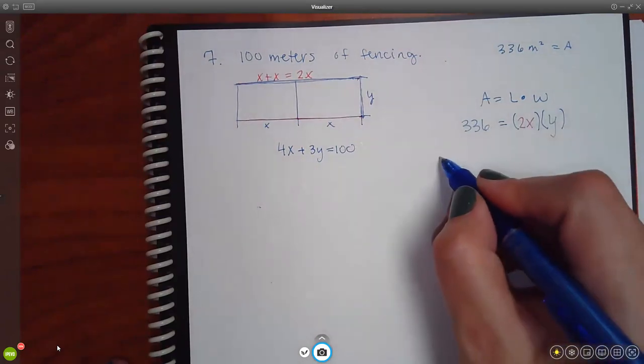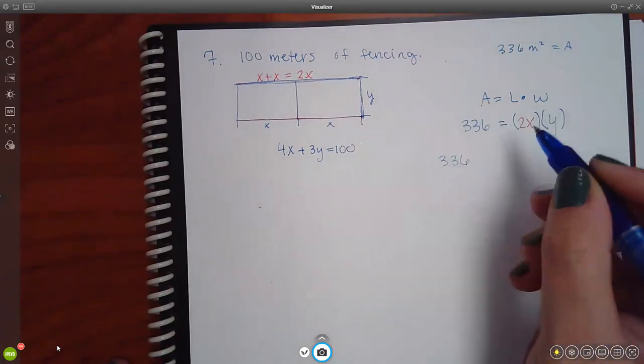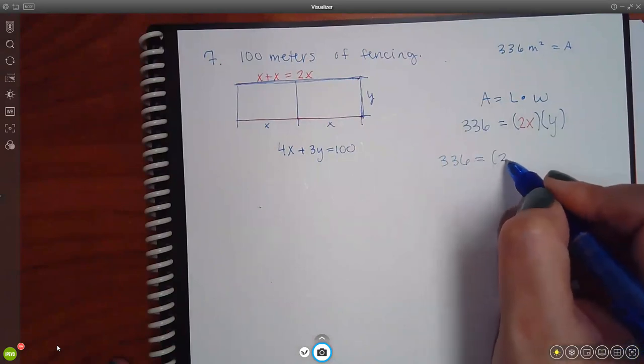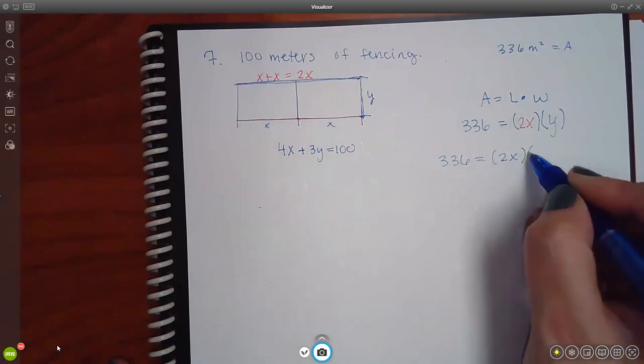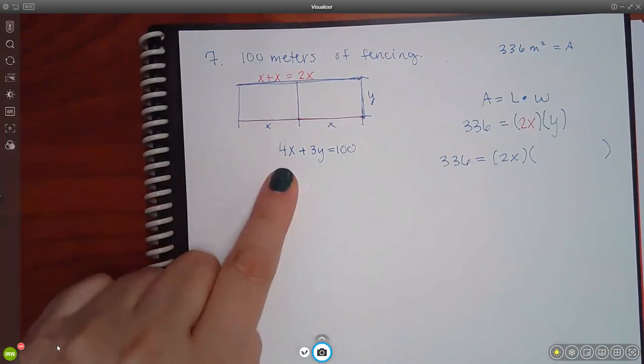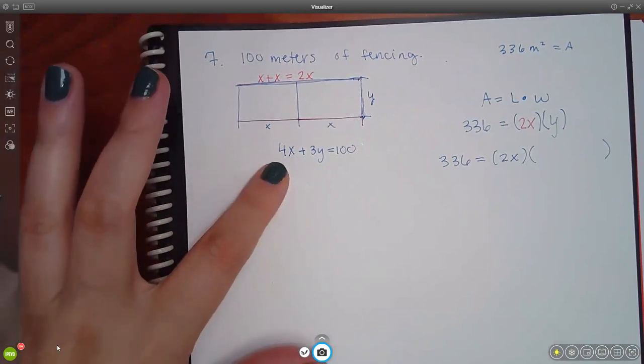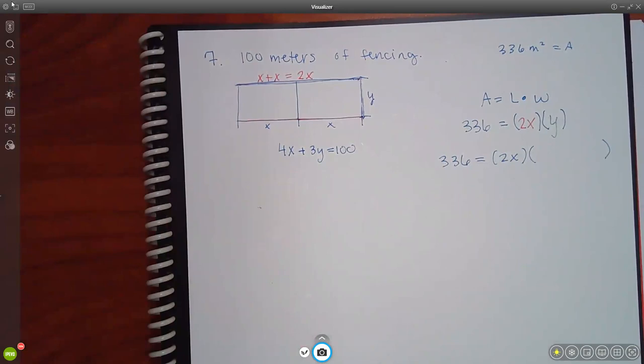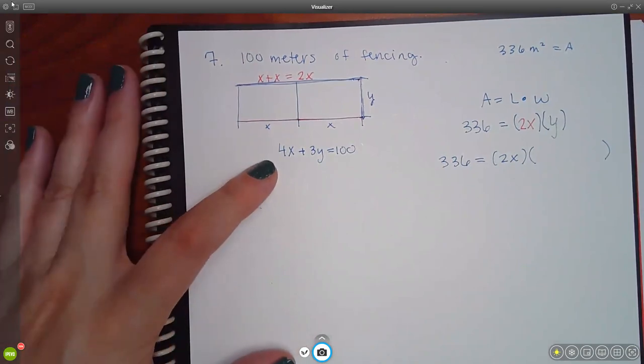I need that, but we cannot do the quadratic formula when there's multiple variables in here. So what I need to do is put y in terms of x. Now notice that they've already given me this equation. Most of the time I have to come up with that equation. But here, they're nice on us. They gave us the equation.